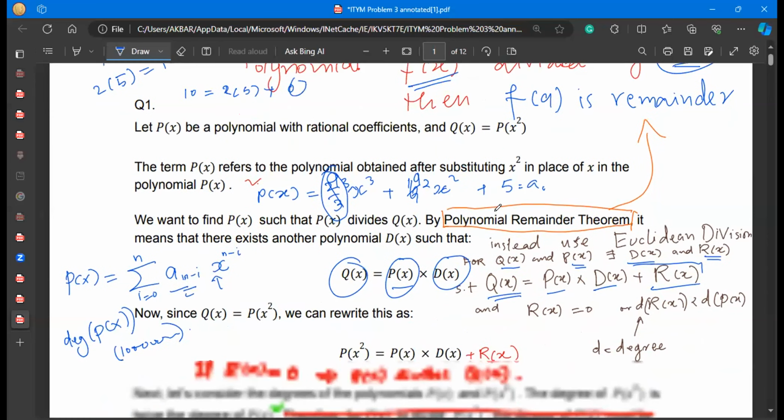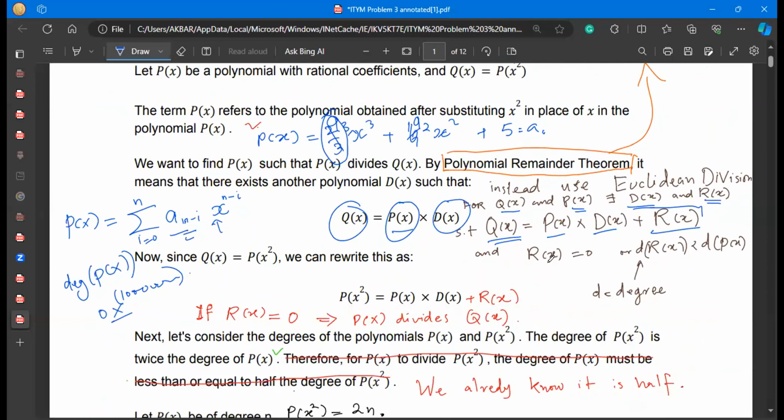The less than 2 condition in polynomials is that either r is equal to 0, or r is a lower degree polynomial. It cannot have the same degree as p of x. It can be linear. The degree of the remainder should be less than the degree of p of x.